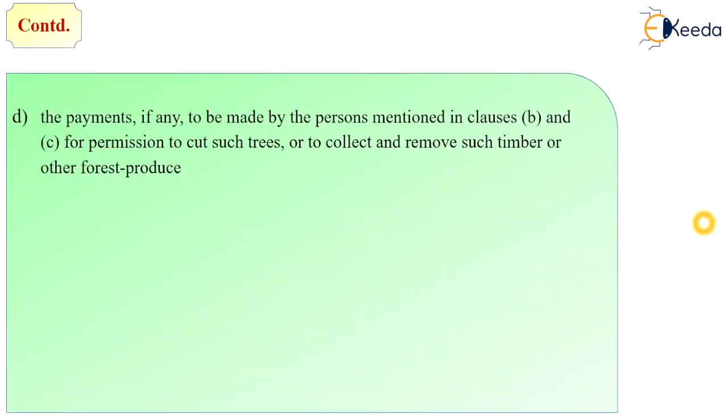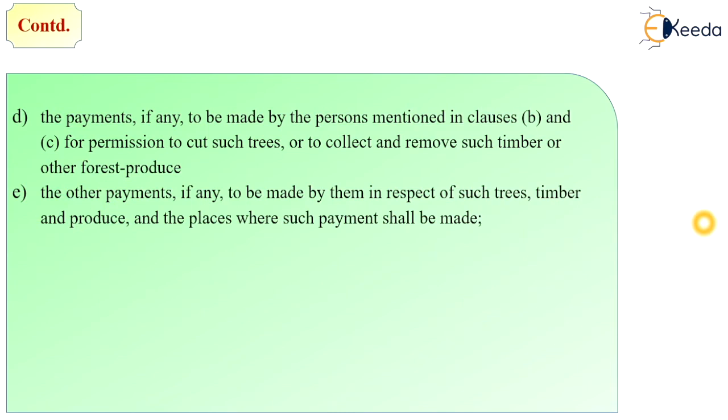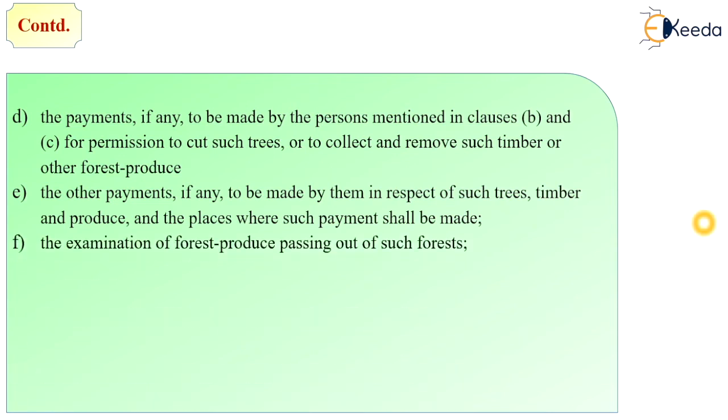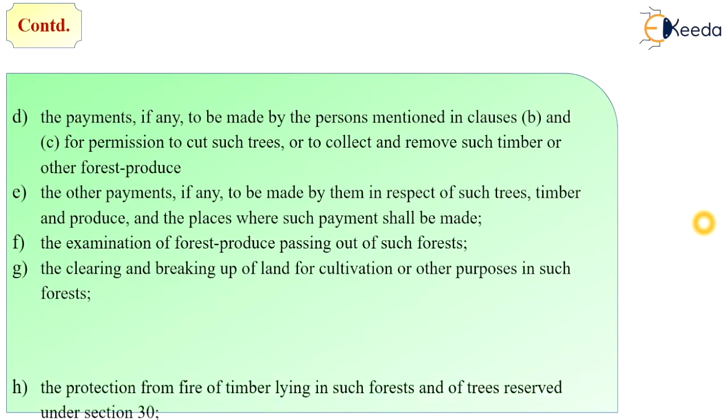The payment, if any, to be made by the person mentioned in clause B and for permissions to cut such trees or to collect and remove such timber or other forest produce. So that person has to make a payment for that. The other payment, if any, to be made by them in respect of such trees, timber and produce and the place where such payment shall be made. The examination of forest produce passing out of such forest. The clearing and breaking up of land for cultivation or other purposes in such forest.